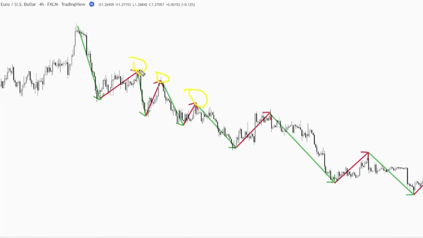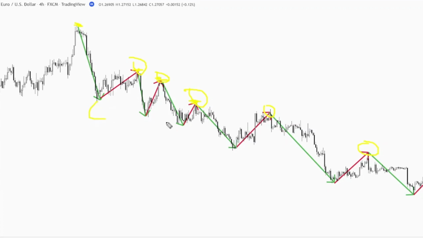This high point here is lower than this high point here. This high point here is lower than this high point, and this one as well is lower than this high point, and we call these lower highs. These highs will continue going lower and lower as long as we are still in a bearish market structure.